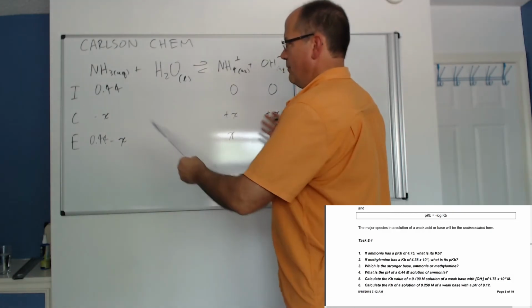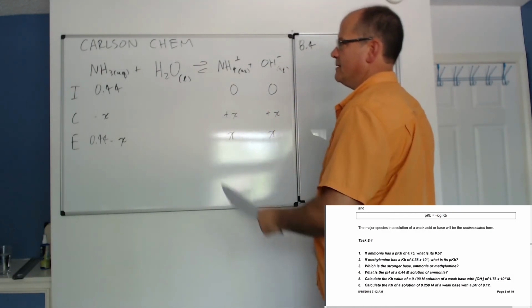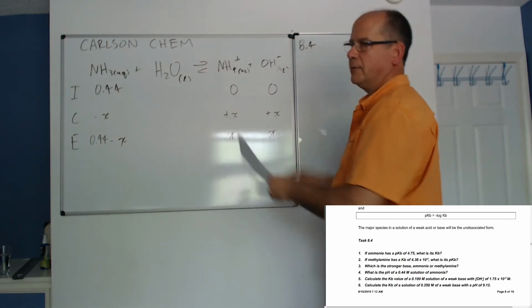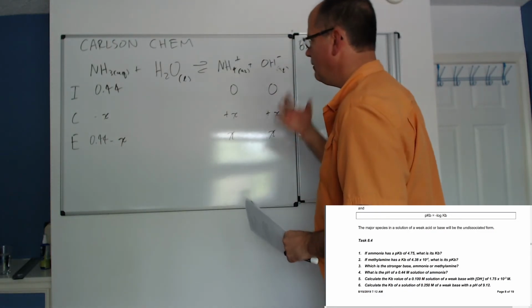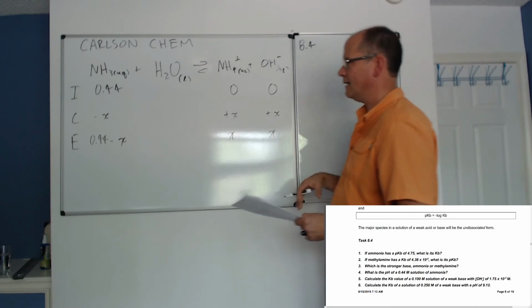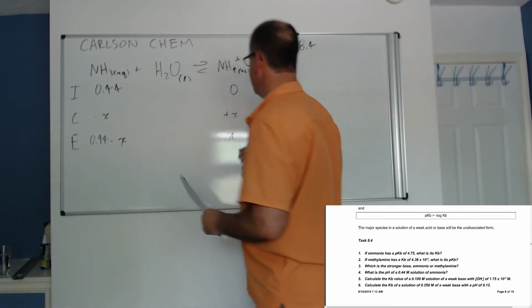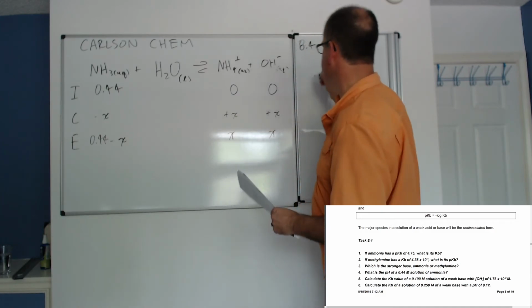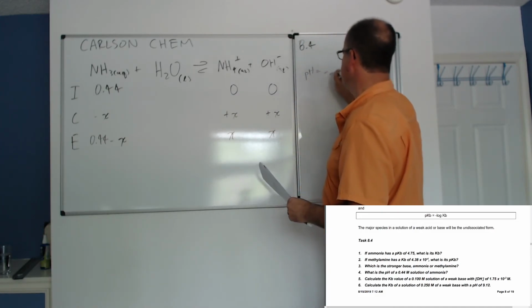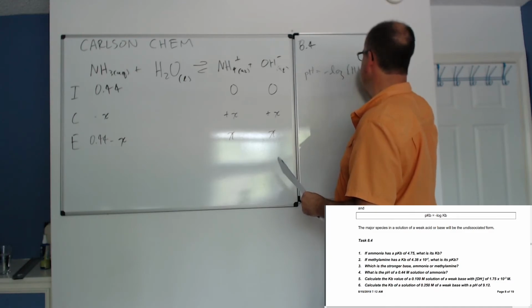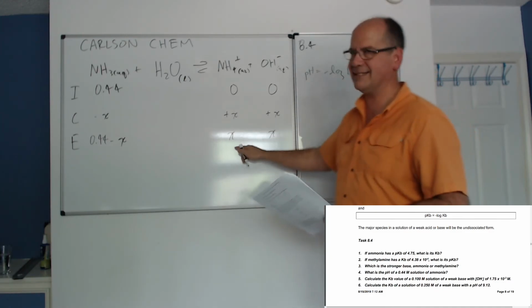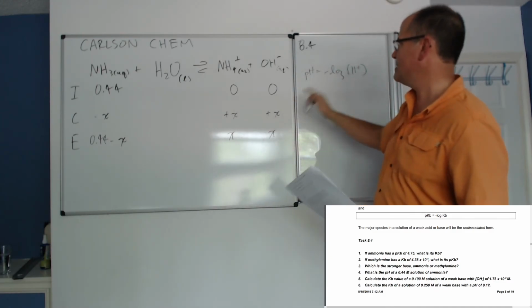All right, if you needed to set up the ICE table to prove your work, this is what it would look like. However, if you already understand how this is going mathematically, it wants to know the pH. The only way I can get to the pH is to get the negative log of the H plus. So what I really need to know is X. This is what it's really asking me: what's X?